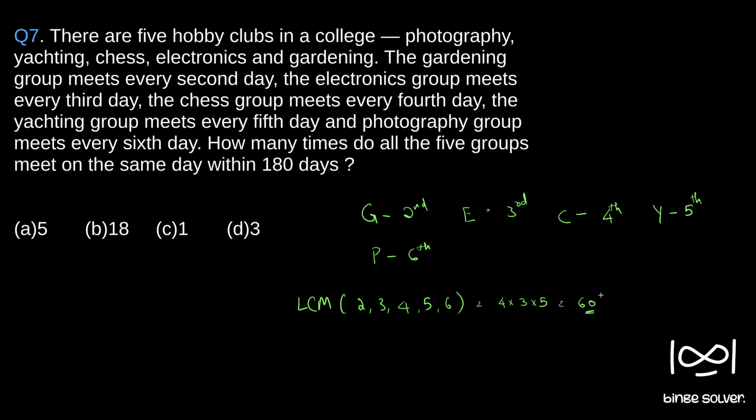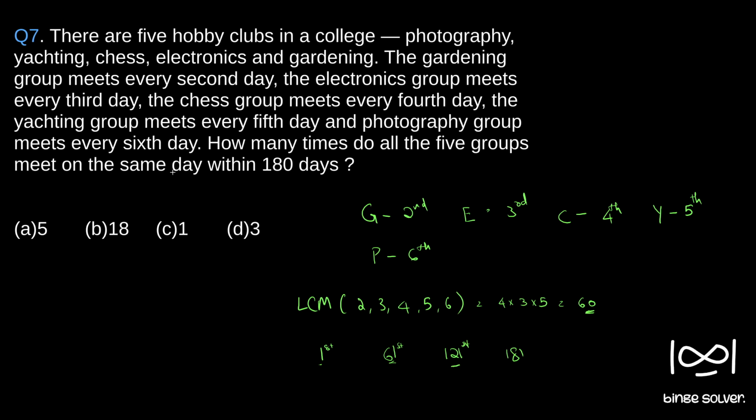So on the 60th day, if you assume they meet on the first day, after 60 days they will meet together. So the 61st day they meet, and similarly after another interval of 60 they meet again. So 121st day they meet again, and the next meeting comes at 181.